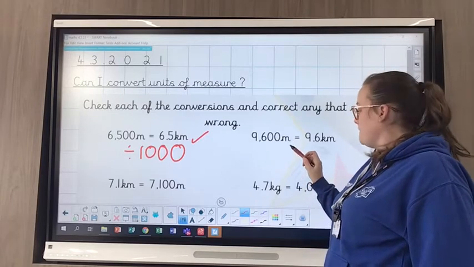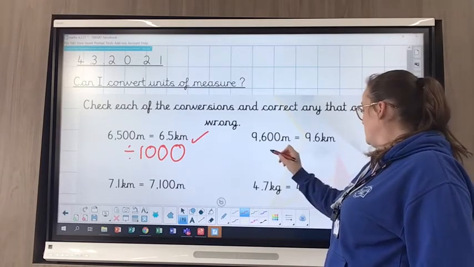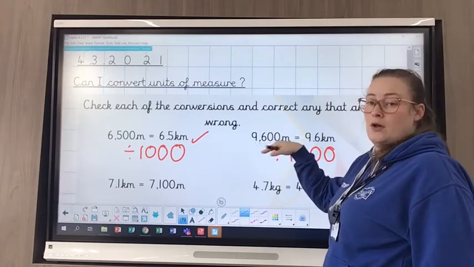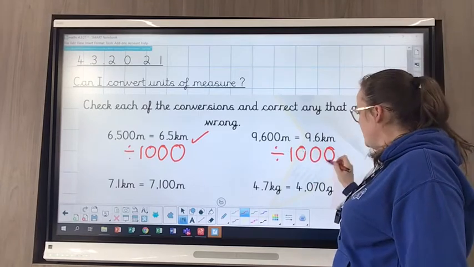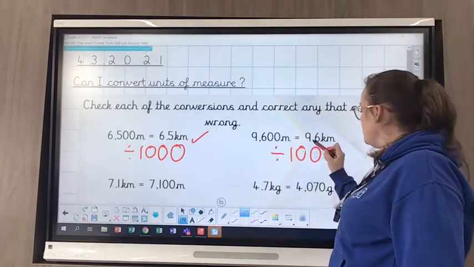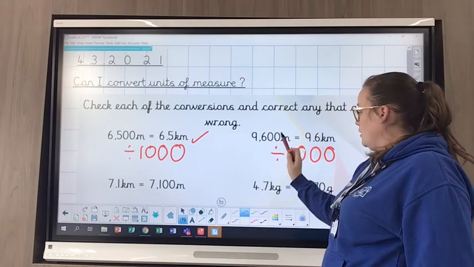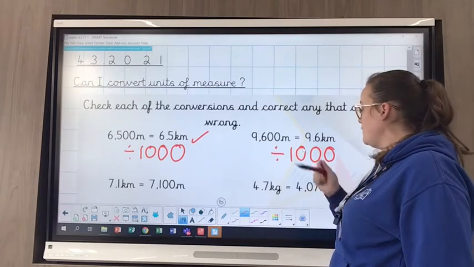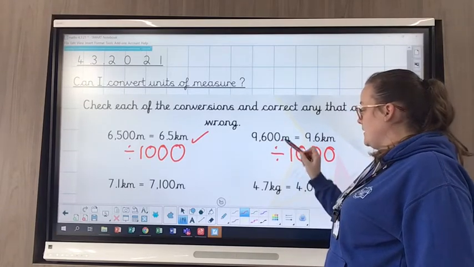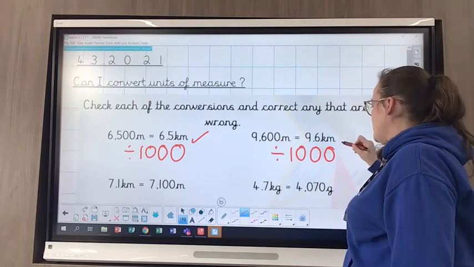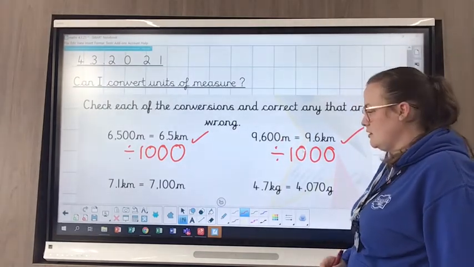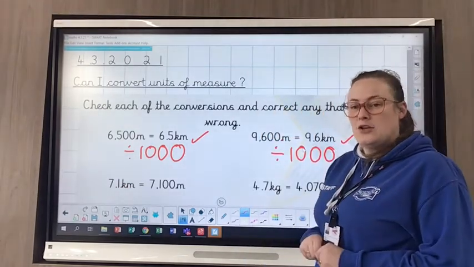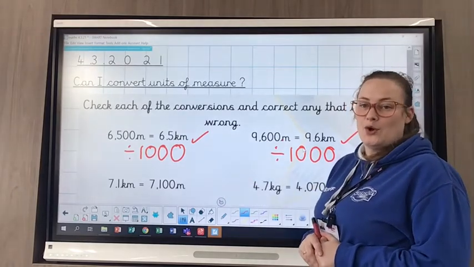Okay, if I've got 9,600 metres and I'm converting into kilometres, I am going to be dividing by that 1,000 again, because I'm going from the largest to the smallest conversion. Am I correct? Using that place value, you've got to move your place value over 3 jumps. So our decimal place would be here, 1, 2, 3. We would end up with 9.6 kilometres. And do I have the correct answer here? Can you work out the answer for me and see if I am correct?